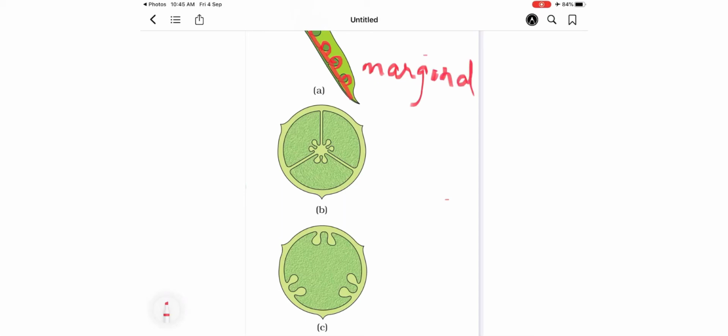Diagram B shows axile type of placentation, and we have understood that the ovules are attached in a multilocular ovary. You can see here, this is one locule, this is another locule, and this is the third, so we see a trilocular structure in the diagram. These are the locules, and these partition walls separating them are known as septa, and these structures are ovules. Here almost 6 ovules are found. So this is axile.